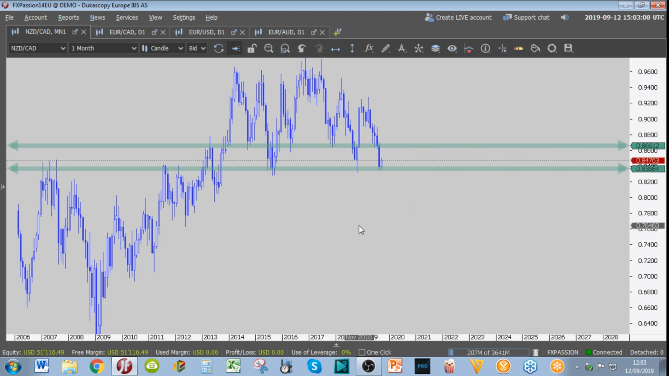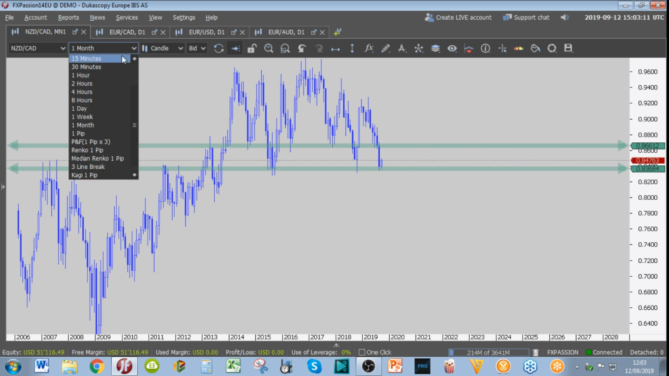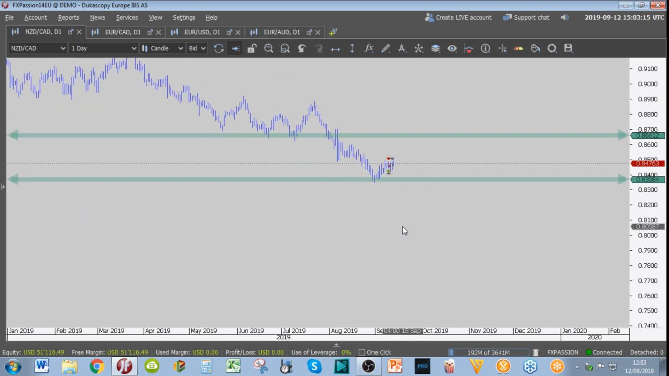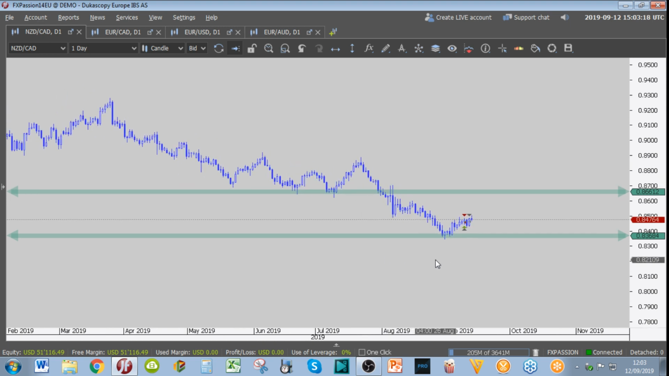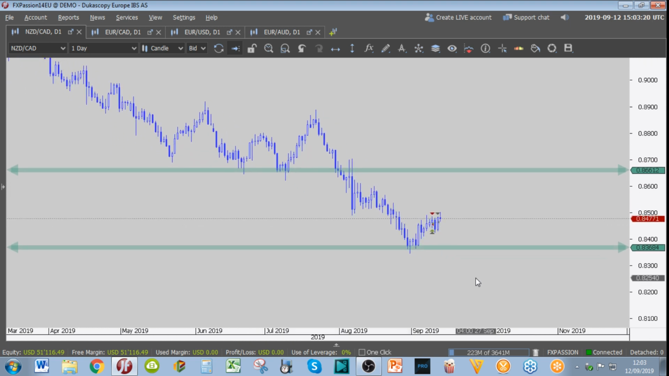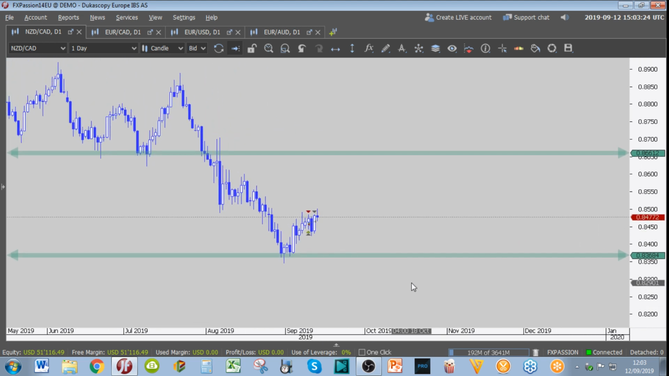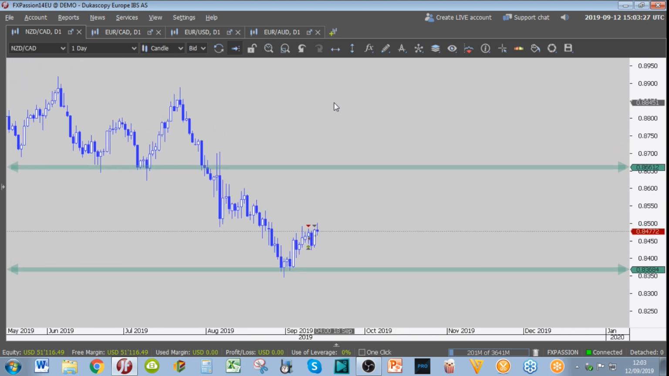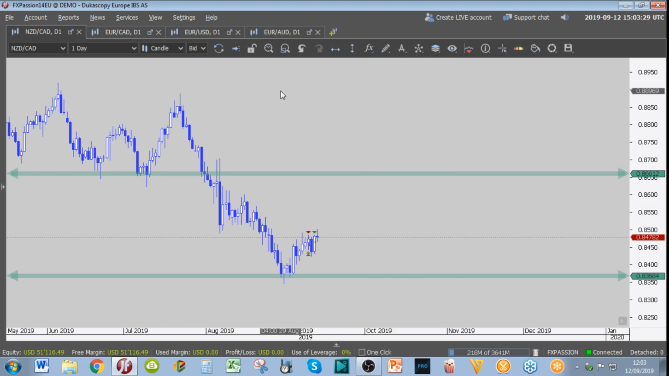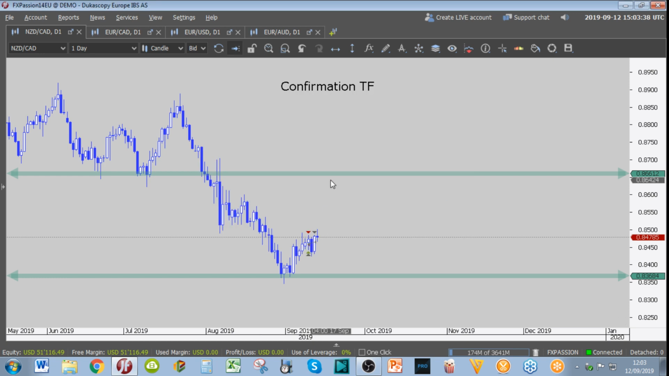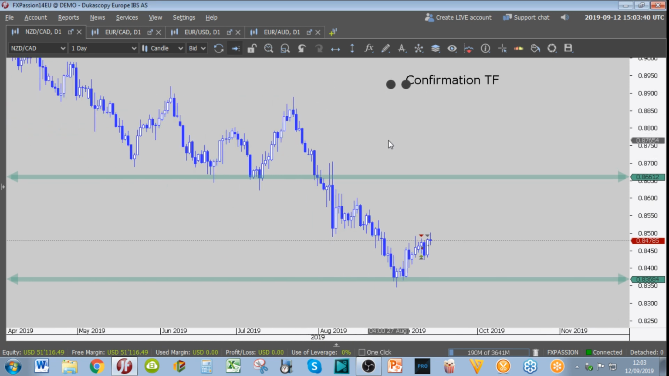Okay, now I'm going to jump from the monthly to the daily. This is the daily chart. I have two pivot points, and the daily is going to be our confirmation time frame.